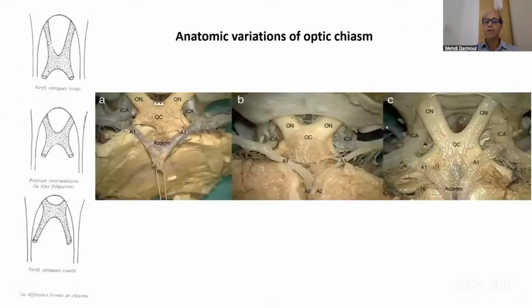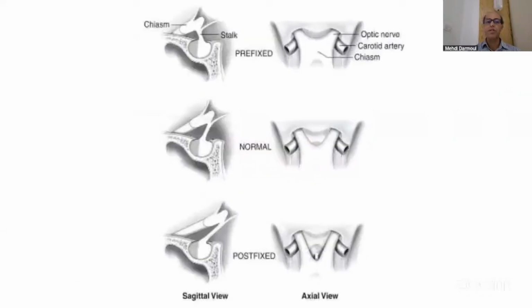And here we can see the anatomic variation of the chiasm. There are 3 anatomic variations: post-fixed, normal, and pre-fixed chiasm. Here in the sagittal view and in axial view, the normal aspect of the chiasm, the pre-fixed aspect, and the post-fixed aspect with long optic nerve.